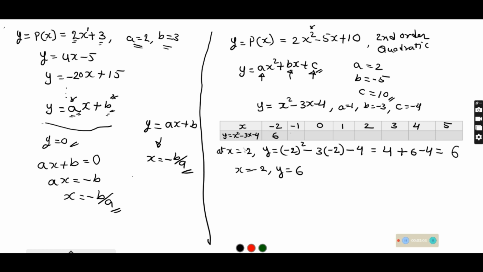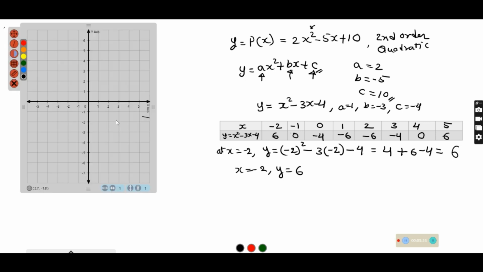Similarly, when we do it for minus 1, we get 0 here, and when we substitute 0, we get minus 4, when we put 1, then minus 6, then minus 6, minus 4, 0, 6. Now we mark the points we have calculated, the y numbers at the various x values.